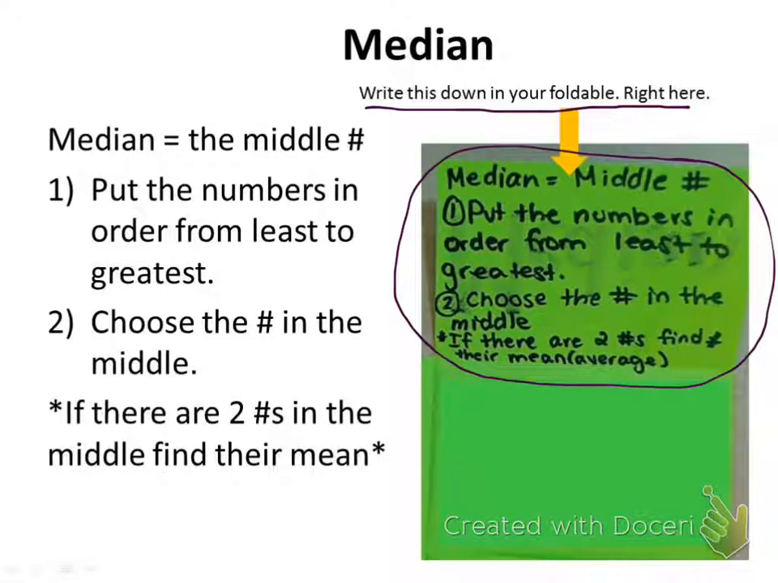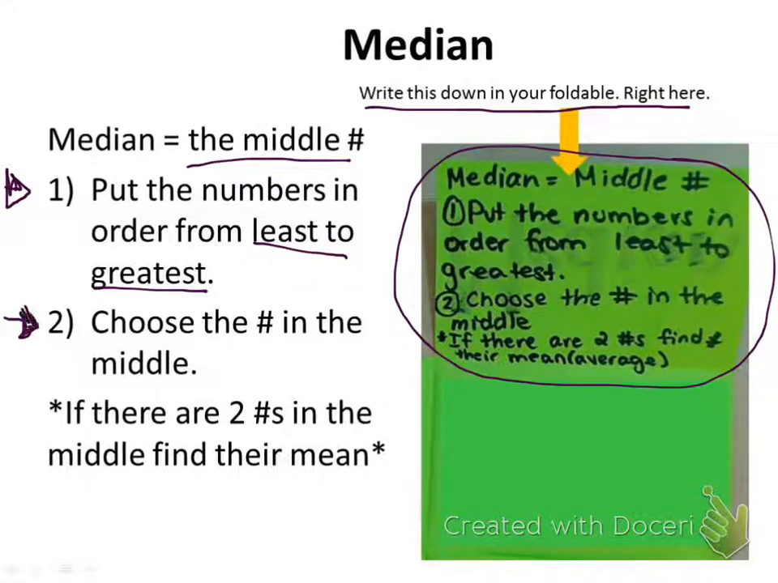So first, we're going to talk about what the median is. The median is the middle number, so the number in the middle of your data set. In order to find the median, your steps are right here. First, you're going to put the numbers in order from least to greatest. Then, you're going to choose the middle of all the numbers.